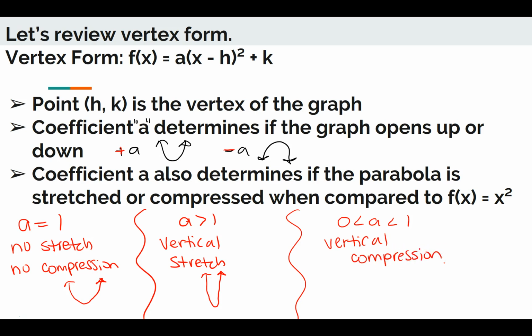So that is part of your homework tonight, is to determine if you have a vertical stretch or compression happening in your project. Some of you will have something, some of you won't have something. Compression means it got squished down, so it's going to be wider. Like that.